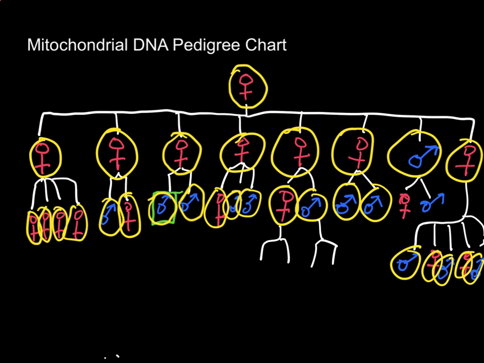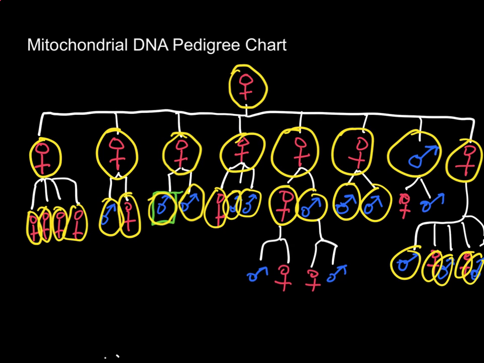Okay, so let me draw in their children. Like I said, almost all of my cousins now have children of their own. However, now let's look to see which one of these cousins would also have the same mitochondrial DNA.